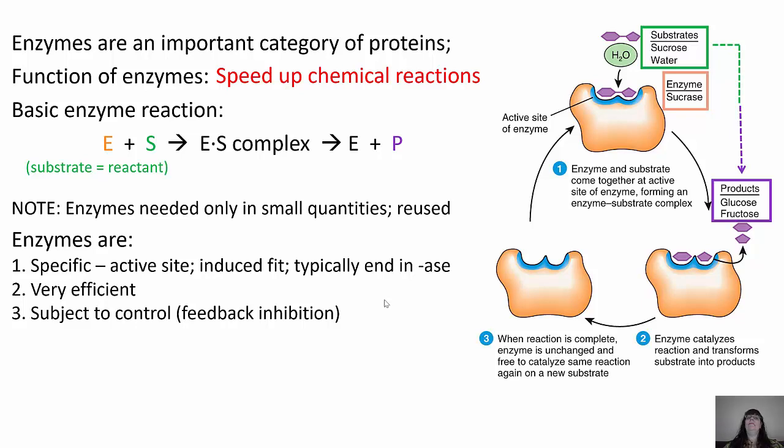Enzymes are very specific. The enzyme's active site fits the substrate, and again, they end in ASE. The induced fit model just states that the enzyme's active site will kind of fold around to cuddle in the substrate. They're very efficient, but they are subject to control. Through feedback inhibition, once we have enough product made, the product can then go back and bind to this enzyme to stop the reaction from happening.